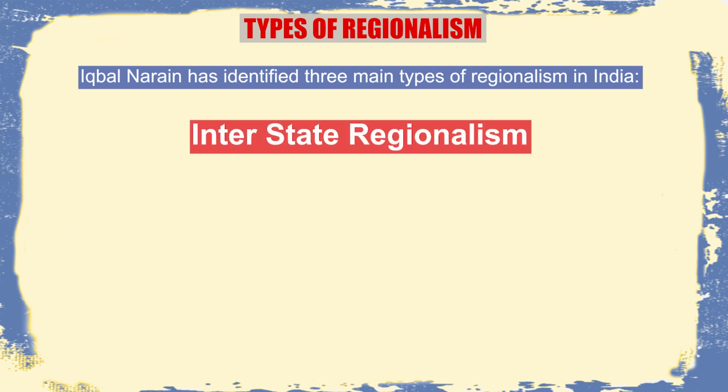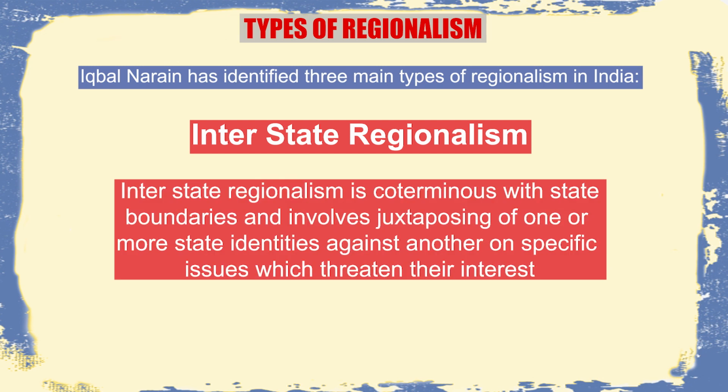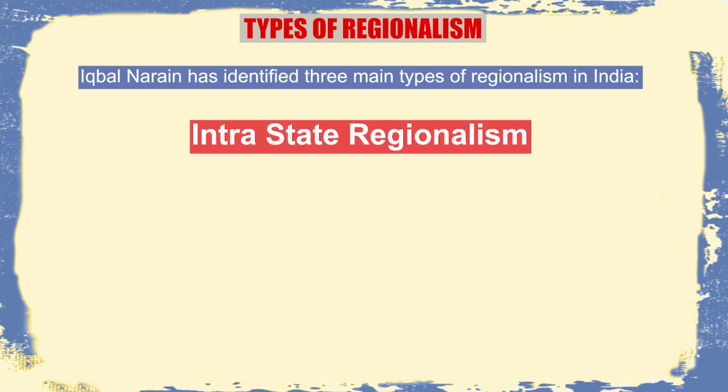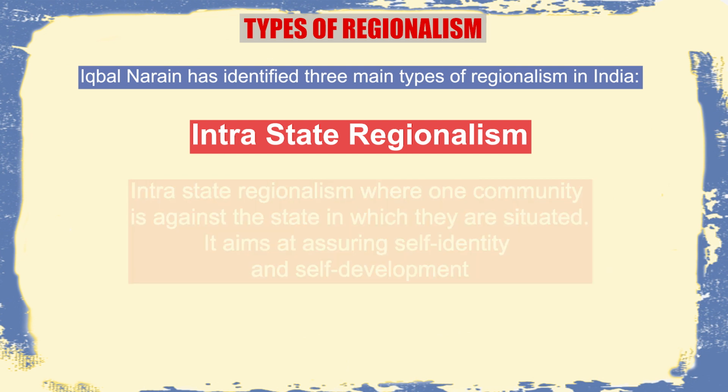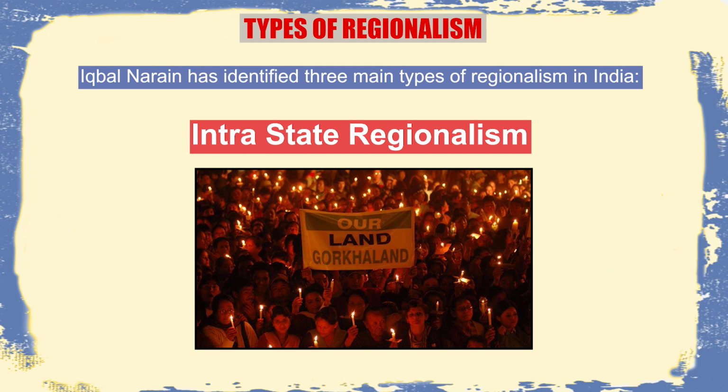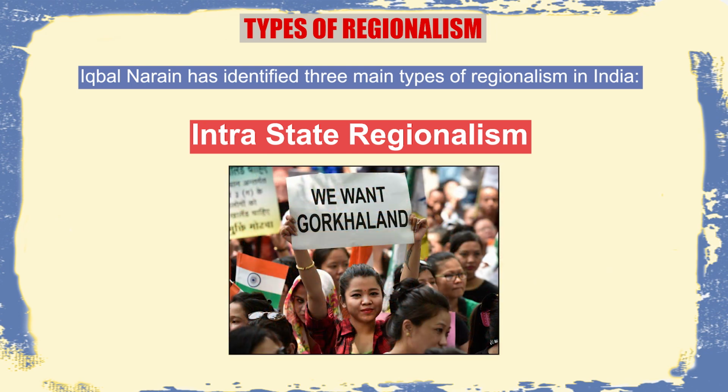Coming to interstate regionalism, it is coterminous with state boundaries and involves juxtaposing of one or more state identities against another on specific issues which threaten their interest. For example, the dispute over river water or boundary disputes. Intrastate regionalism is where one community is against the state in which they are situated. It aims at assuring self-identity and self-development. For example, the Gorkhaland movement carried out in Darjeeling.